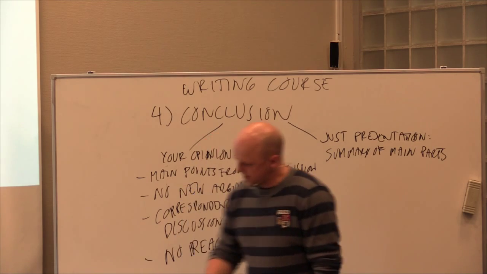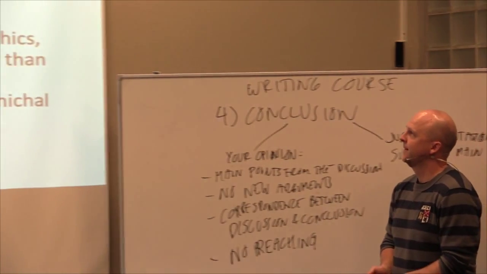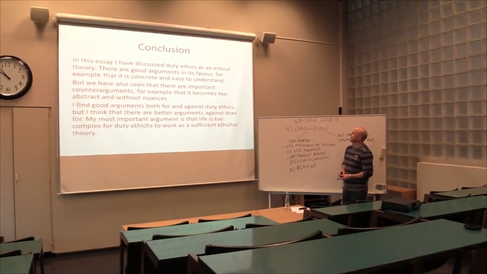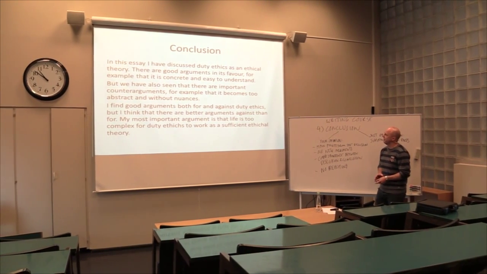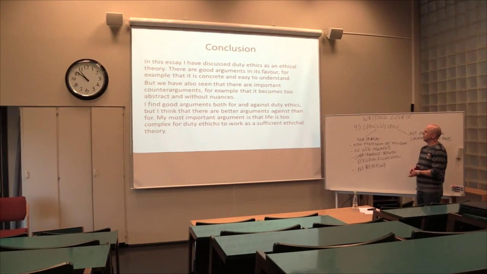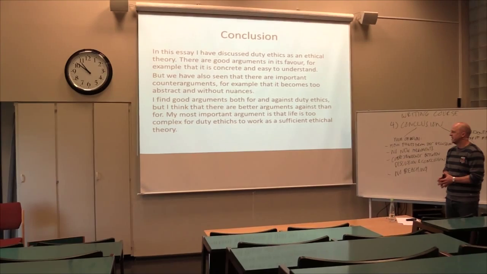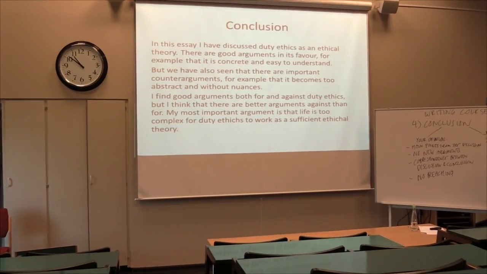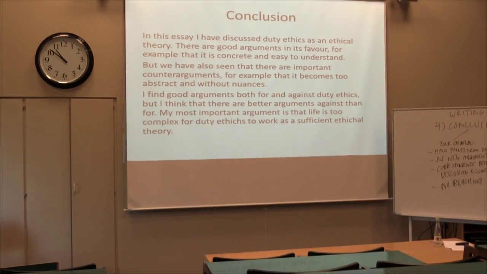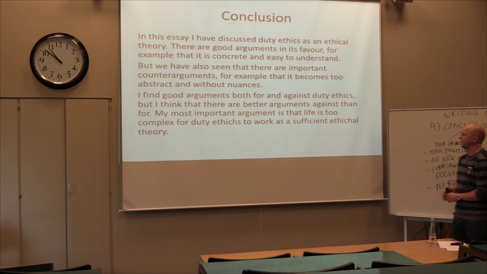So, I have an example of a conclusion. In this essay, I have discussed duty ethics as an ethical theory. There are good arguments in its favor, for example, that it's concrete and easy to understand. But we've also seen that there are important counter-arguments, for example, that it becomes too abstract and without nuances. I find good arguments both for and against duty ethics, but I think that there are better arguments against than for. My most important argument is that life is too complex for duty ethics to work as a sufficient ethical theory.